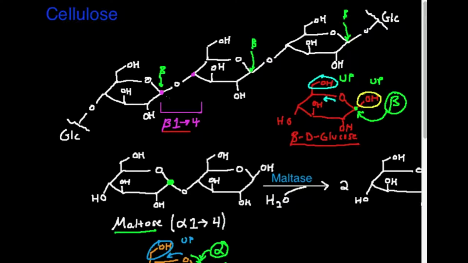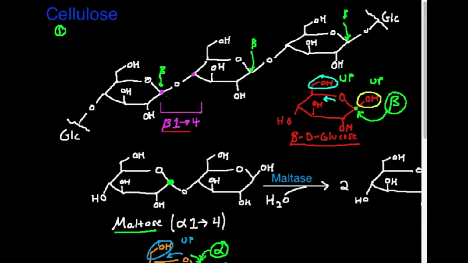Now, the question is, what are some implications of this being in the beta configuration? There's two things, and we're also going to talk about these same two things with chitin in the next video. Chitin, it turns out, is very similar to cellulose in this respect, so it may seem repetitive in the next video, but it really is the same. So what are the implications of that beta configuration of this carbon right here? Number one, and I'm actually going to write these up here.